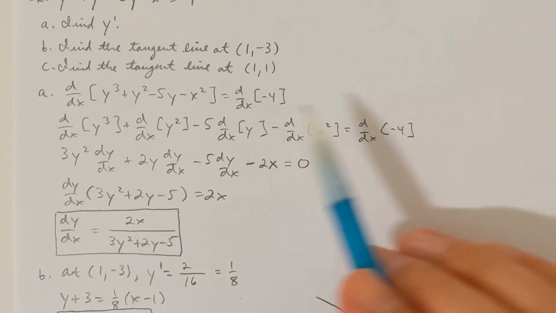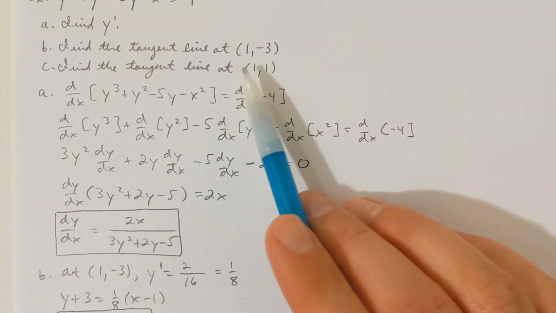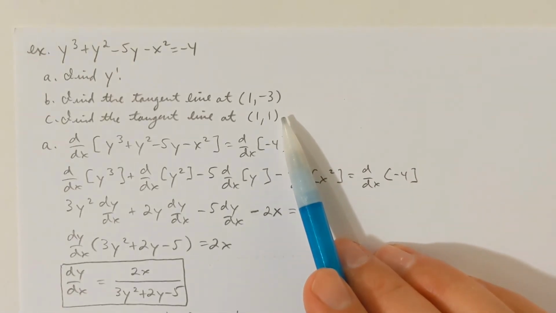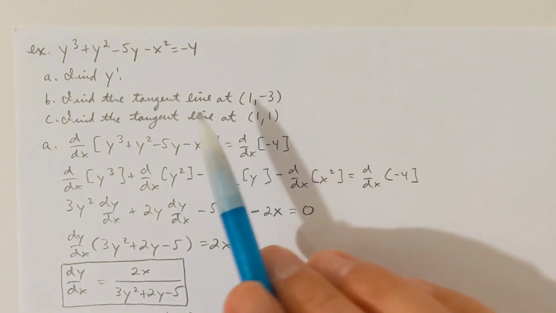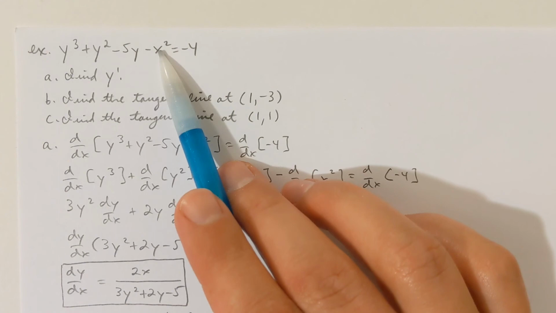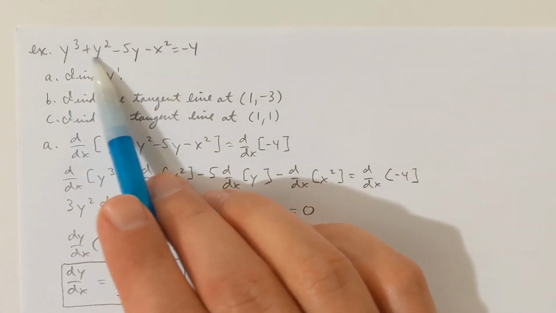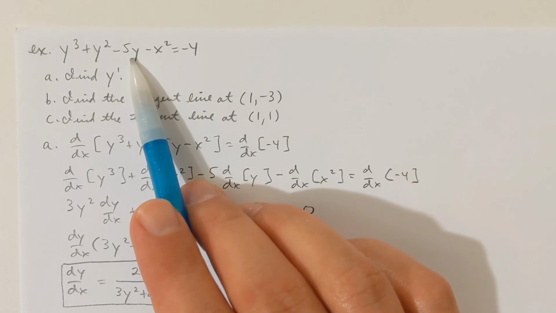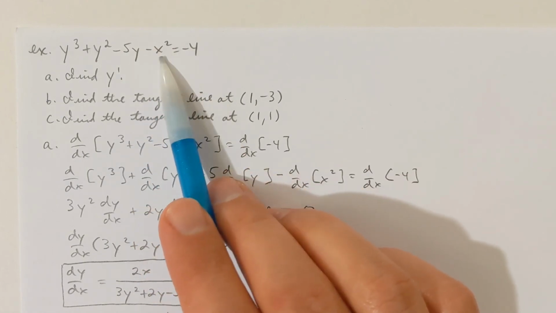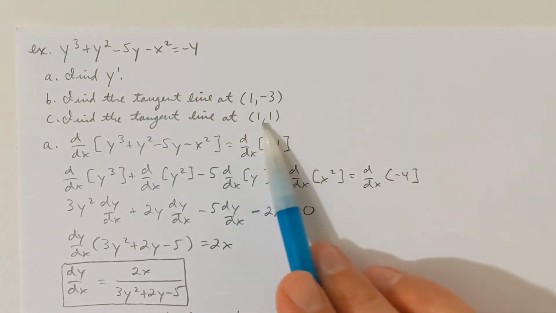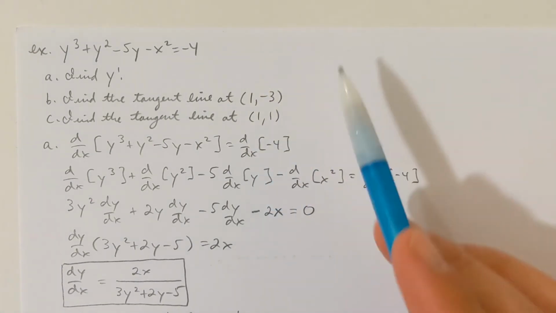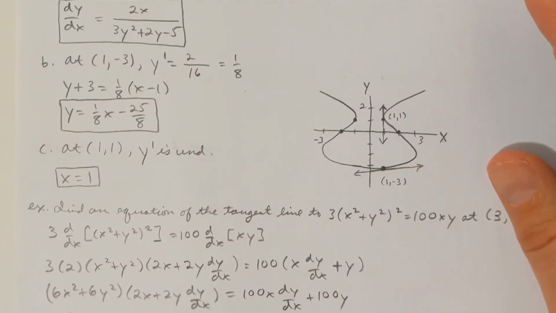Okay, now part C, they want us to find the tangent line at the point 1, 1. So again, if you were to plug in 1 for x and 1 for y, I can maybe quickly do that. 1 plus 1 is 2, minus 5 is negative 3, minus 1 is negative 4. Negative 4 equals negative 4, that's true. So this point would be on the graph. This other point would also, if you were to check.